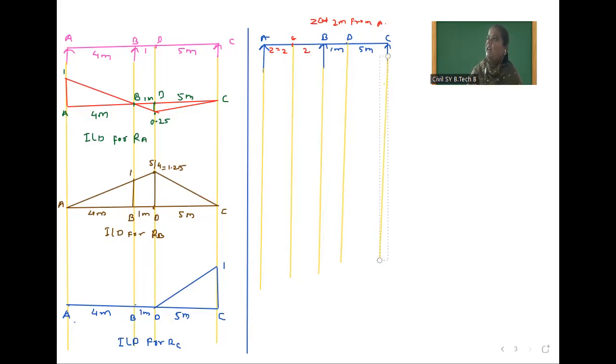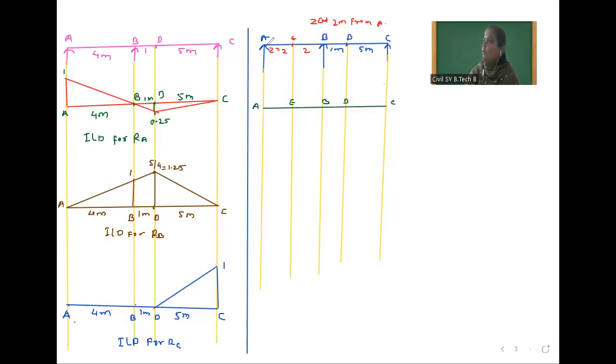Now we will draw the ILD for shear force. First I will draw a line here. Okay, we will mark points here. So this is point A, this is E, this is B, D and C.